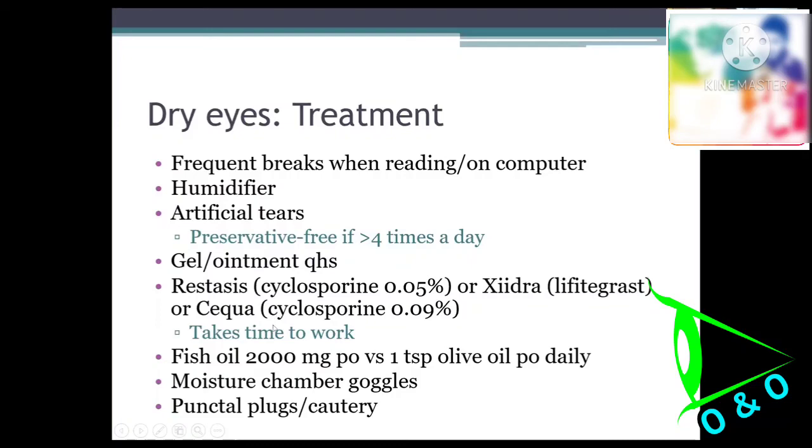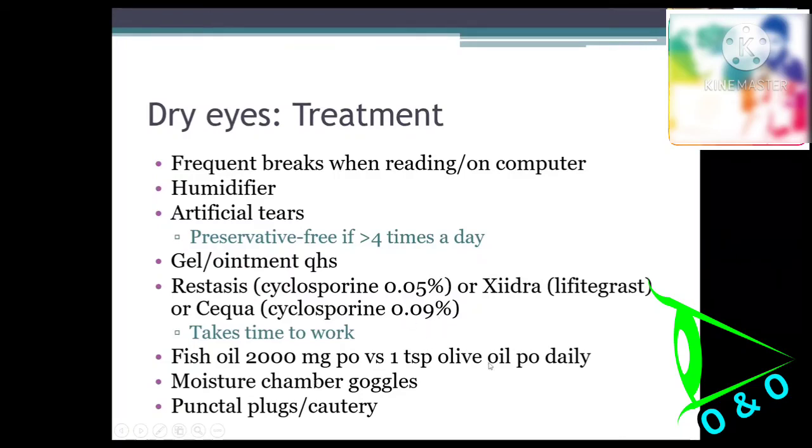There's now 3 prescription drops available on the market now, Restasis, Xiidra, and now Cequa. For all of these, they do take a little bit of time to work. Restasis takes the longest time, 3 to 4 months. Xiidra and Cequa, maybe about a month to start working, and they're all twice a day drops.